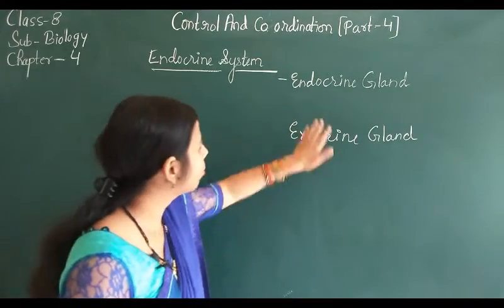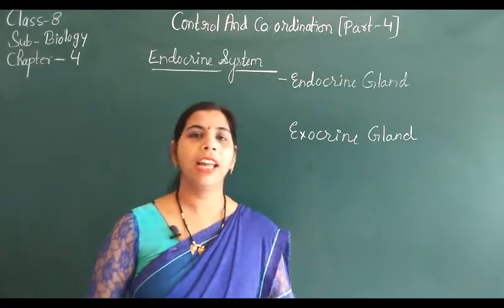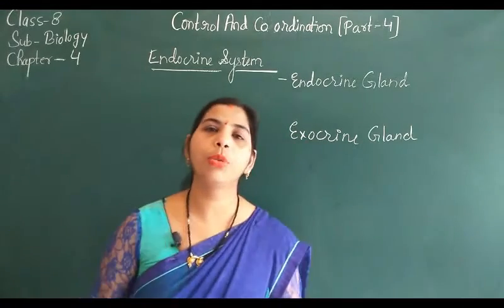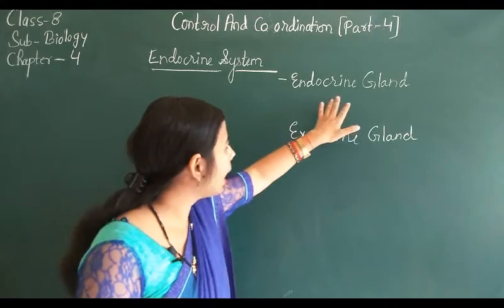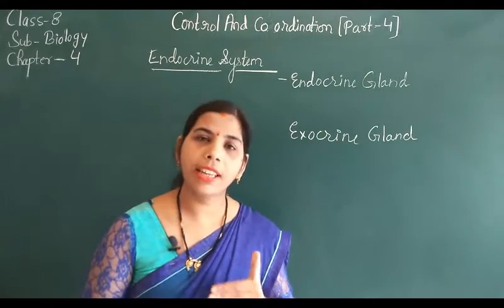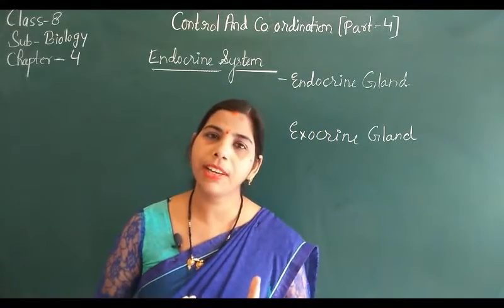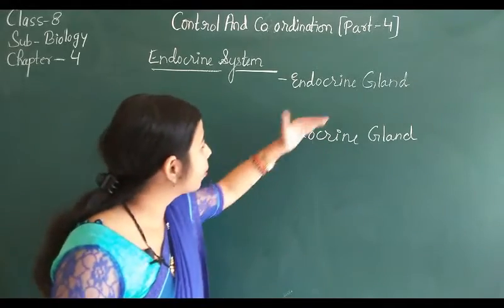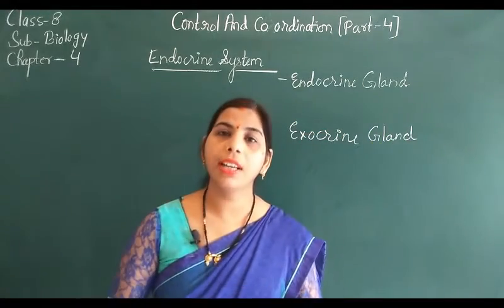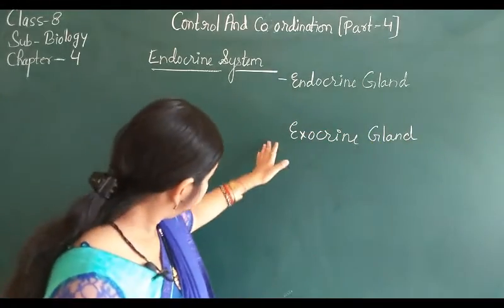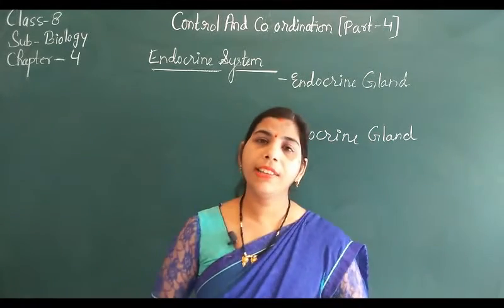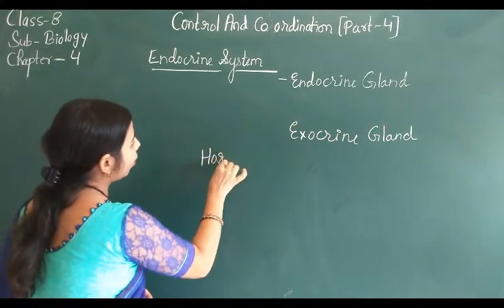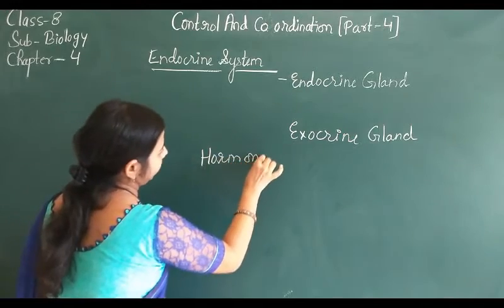That's why they are also known as ductless glands, and they secrete their chemical substances directly into the blood stream. Through the blood they reach the other organs. The chemical substances secreted by the endocrine glands are known as hormones.